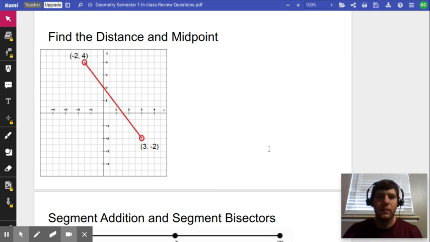All right, this is the in-class review, day one. So the first question was find the midpoint and distance.